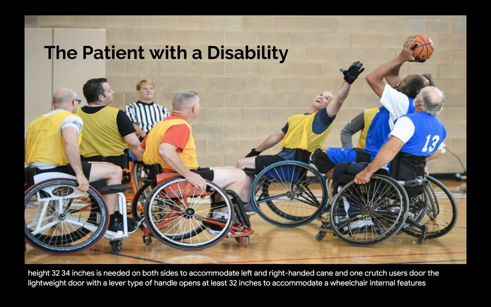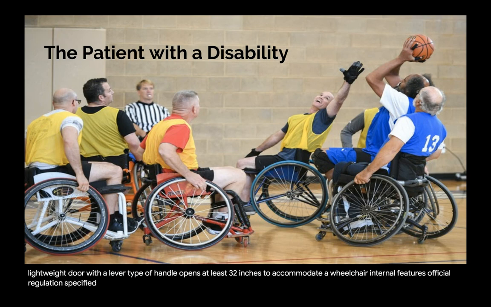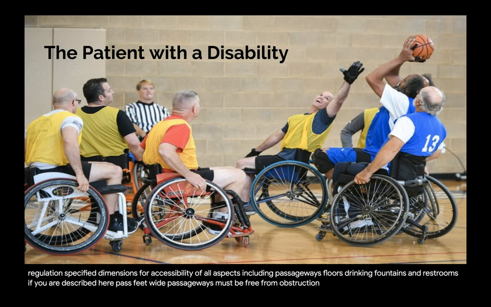Internal features. Official regulations specify dimensions for accessibility of all aspects, including passageways, floors, drinking fountains, and restrooms. A few are described here. Passageways: passageways must be at least 3 feet wide. Passageways must be free from obstructions such as hanging signs, chairs, and large plants.